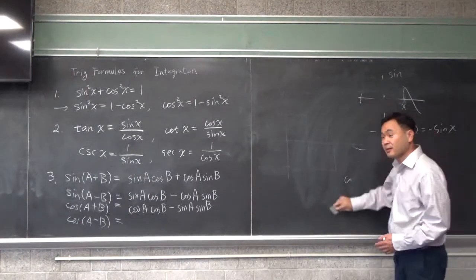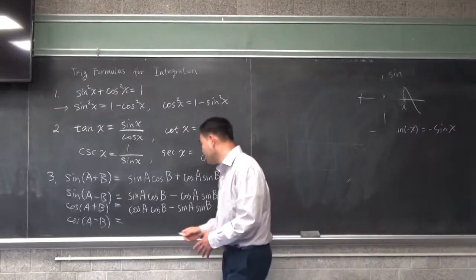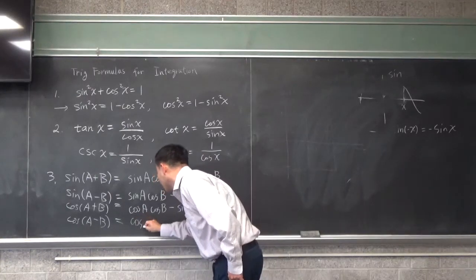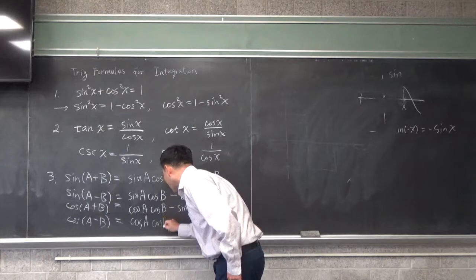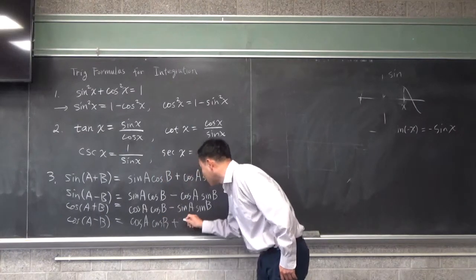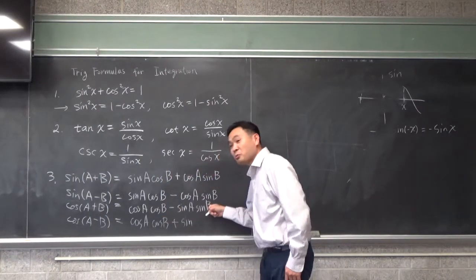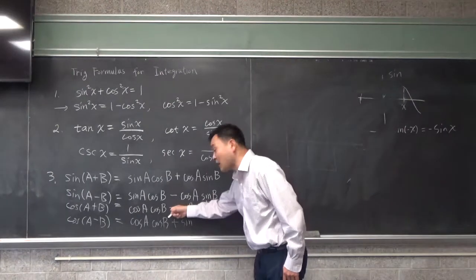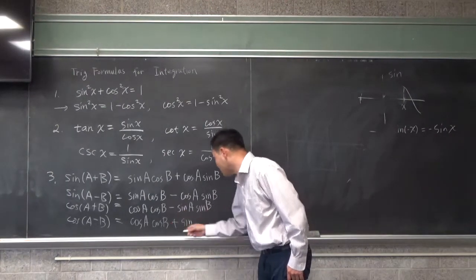Wouldn't this be cosine A cosine B plus sine A? That is perfect. So the only change is this minus becomes plus, because when you replace b by negative b, that negative comes out, and negative of negative is positive. Right?